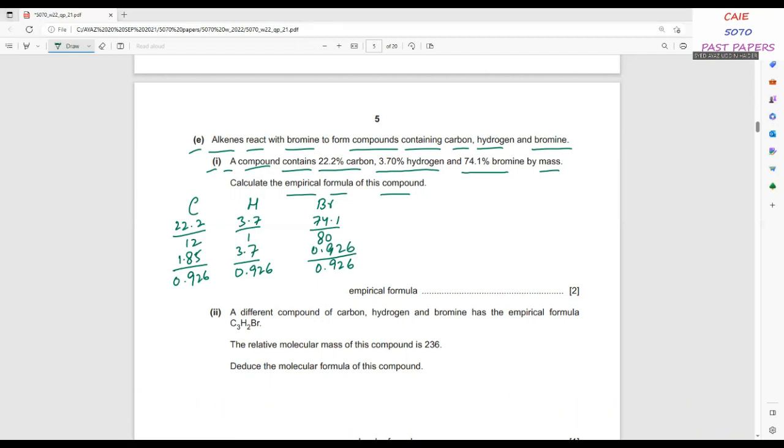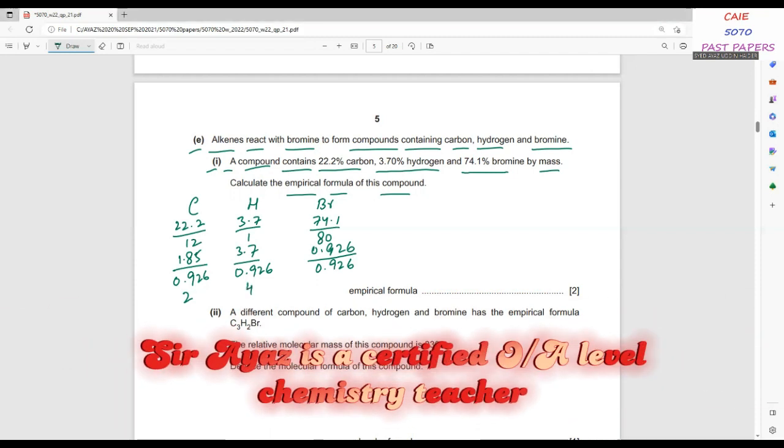In case of carbon, we will get 1.85 divided by 0.926, 1.997, which will be equal to 2. So you write 2 here. For hydrogen, 3.7 divided by 0.926, 3.995, which means we can write 4. It will be rounded off to 4. For bromine, you will get 1. So the final empirical formula will be C2H4Br.